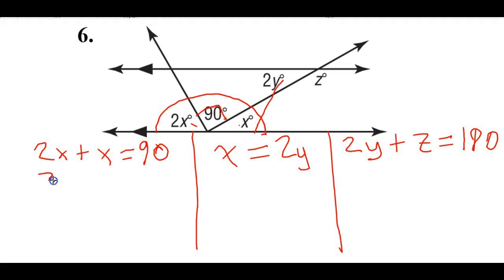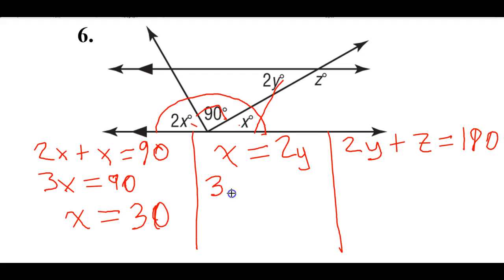So we should have gotten here 3x is 90. So x should just be 30. Okay, so if x is 30, what do we have here? 30 equals 2y. So that means that y is 15.